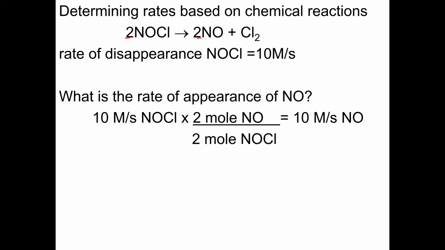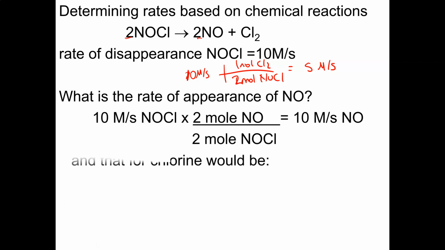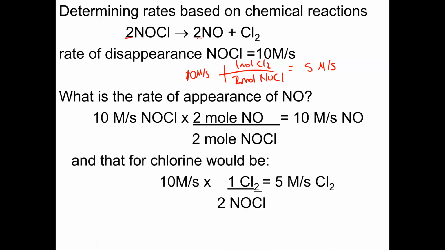Would it be the same for Cl2? Of course not. Cl2, if you do the math, let's do it real quick. You have 10 molar per second for every 2 moles of NaCl. You produce 1 mole of Cl2. So your rate of appearance of Cl2 is 5 molar per second, which makes sense. You're producing only 1 mole of it and using 2 moles of the reactant to produce it. So of course the rate's going to be smaller. You can see how the math works out.